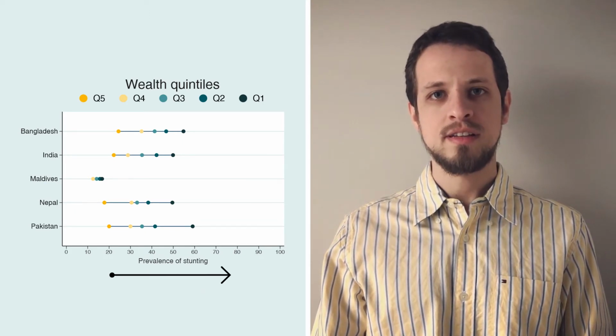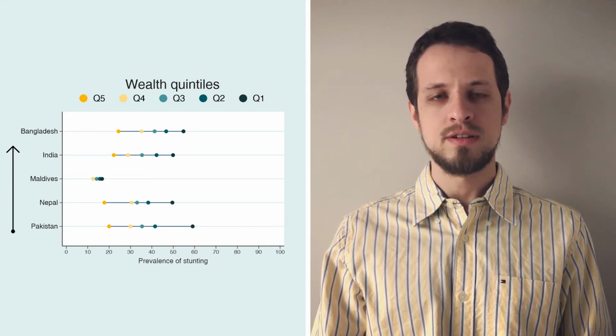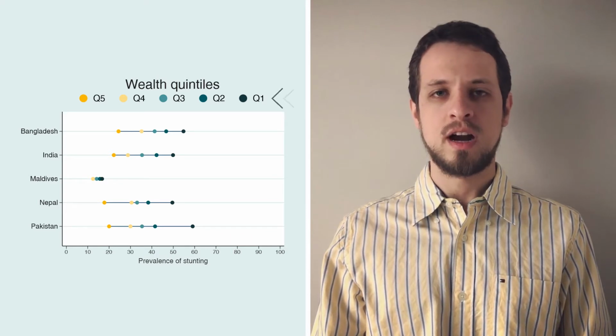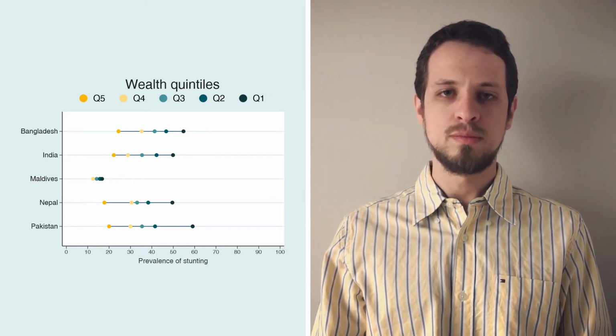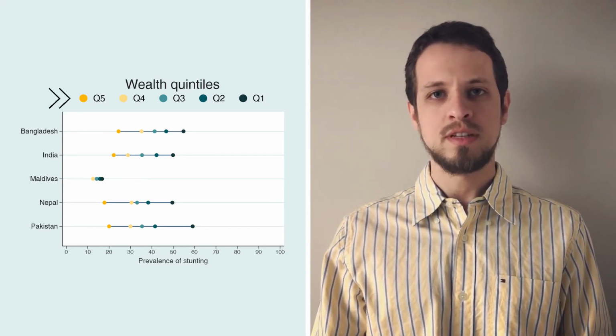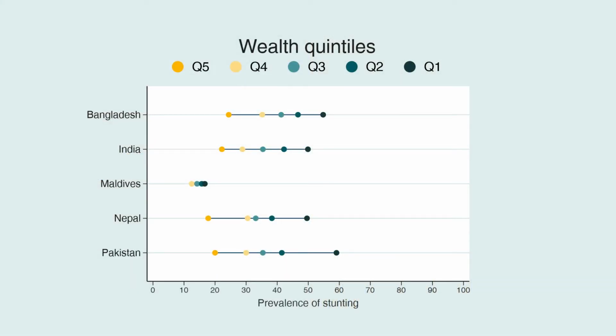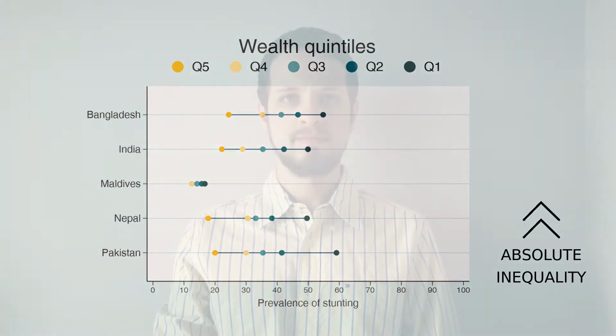In the x-axis, we show the prevalence of stunting, and in the y-axis, the countries. Each dot in the graph represents a wealth quintile. The darker dot represents the poorest group, while the yellow dot represents the richest group. In all countries, the prevalence of stunting is higher for the poorest group compared to the richest group. We can also see that the wider the range of the dots, the greater the inequality within a country.